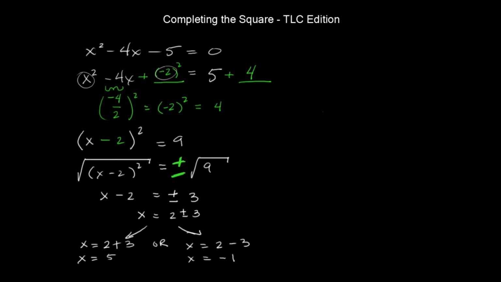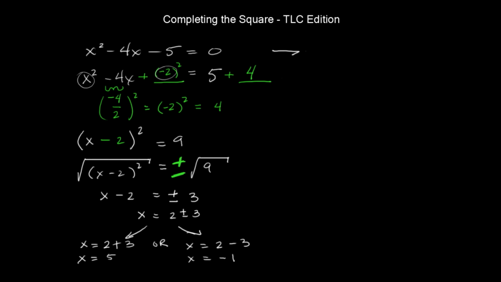And if you wanted to check your answer, you could just plug either one of these back into the original equation and then see if you get 0. And then that's it. One thing I should mention about this particular type of problem here, where I essentially just added 4 on both sides, right? I added 4 here and I added 4 here.